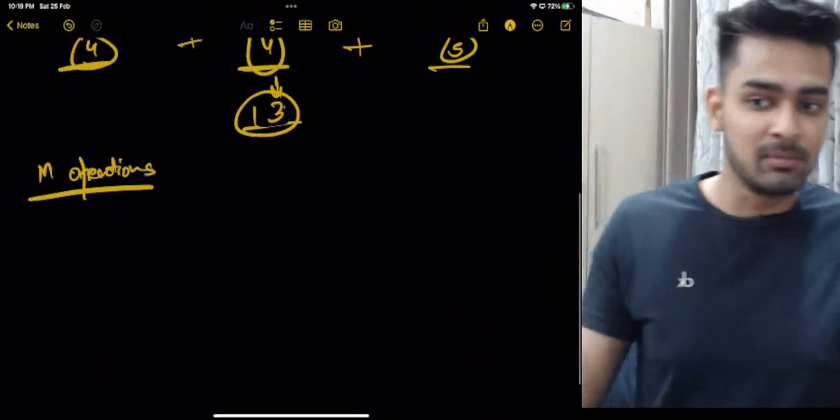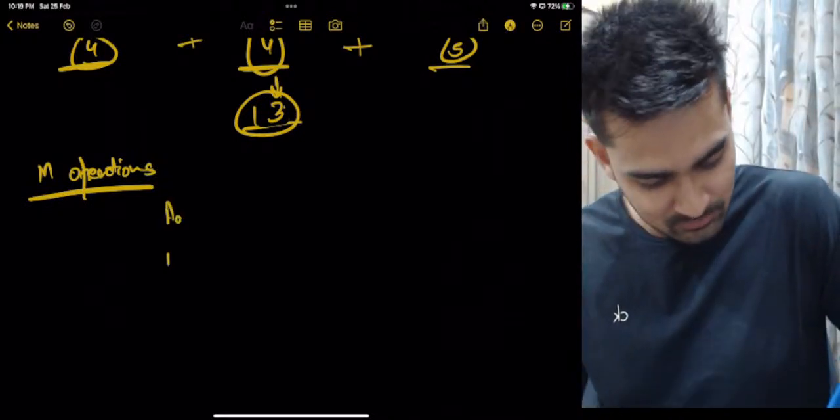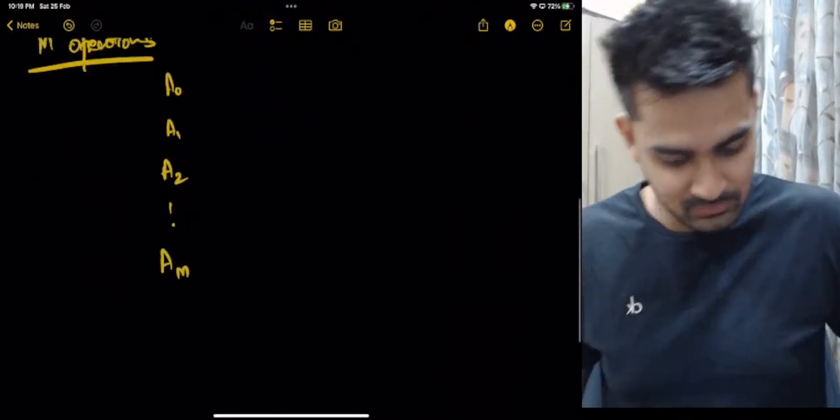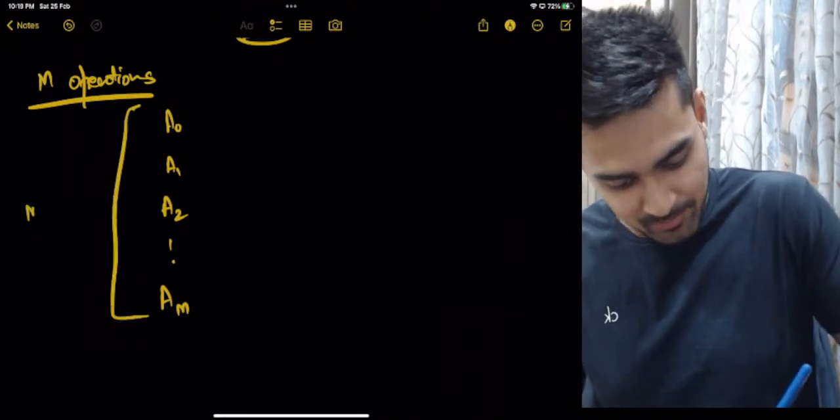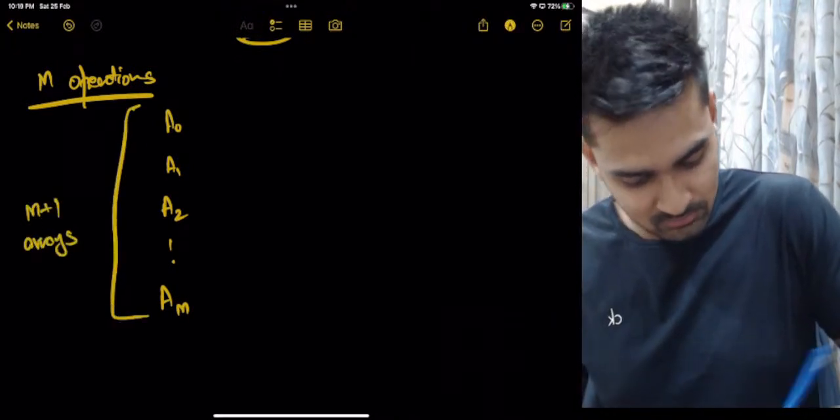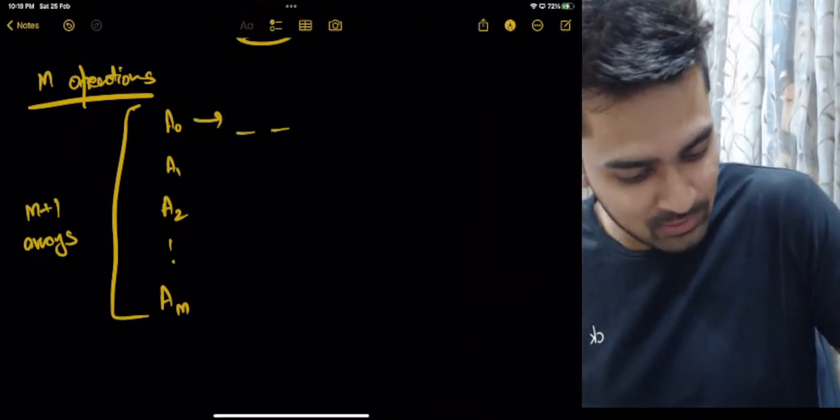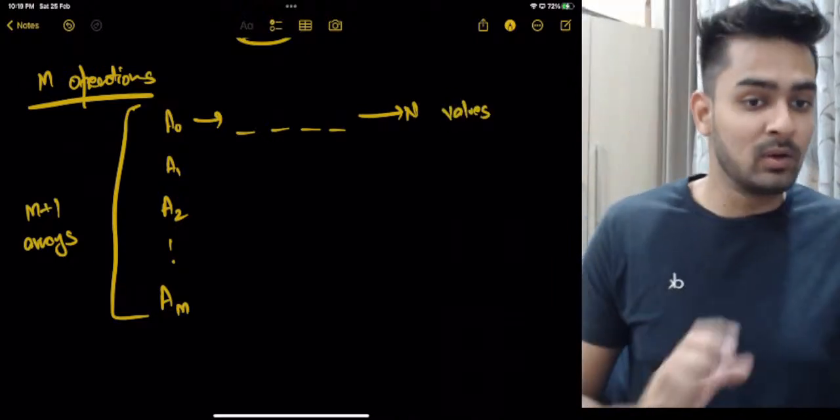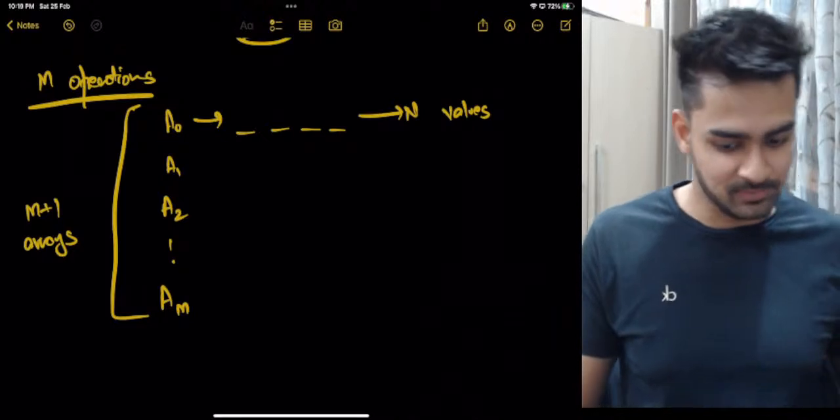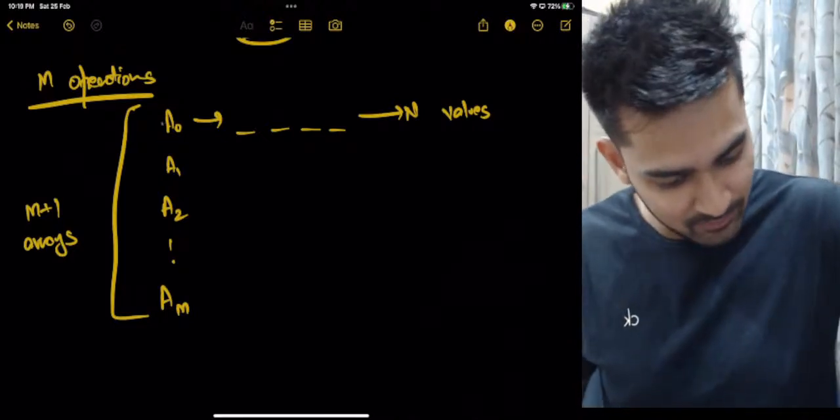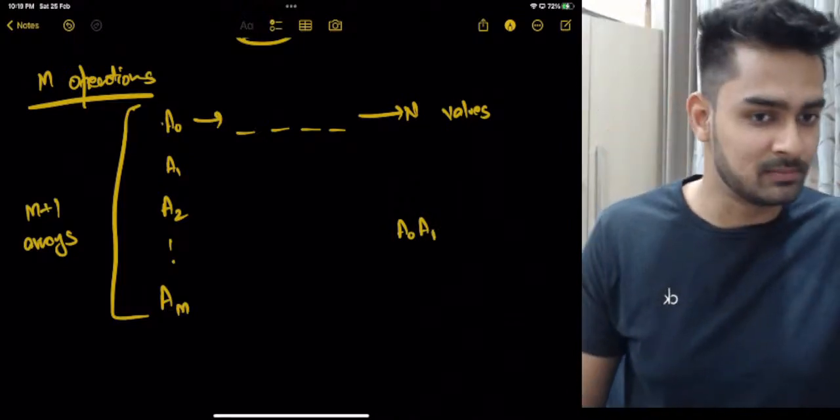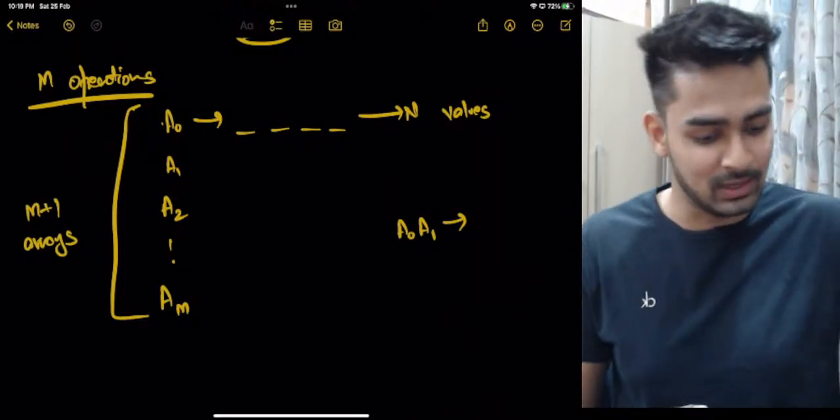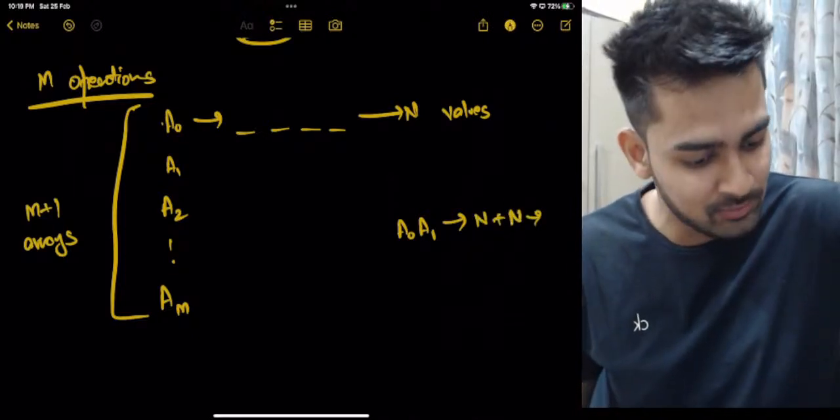If there were m operations, that means we had a0, a1, a2, so on till am, right? Which means we had m plus 1 arrays. And every array had n values. Now let's see how many pairs we actually get out of these. The first pair will be a0, a1. How many values does a0 have? N values. How many values does a1 have? N values. So in total they have 2n values.